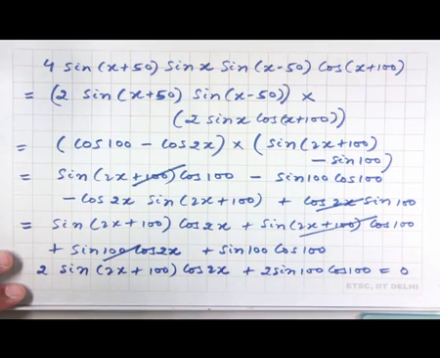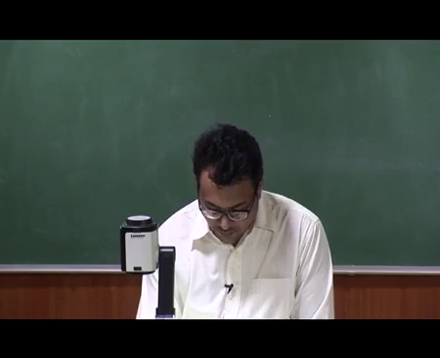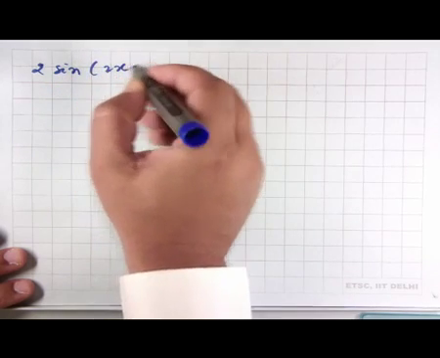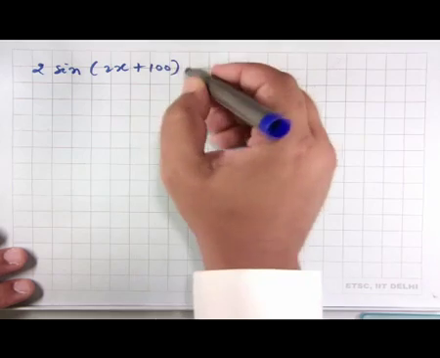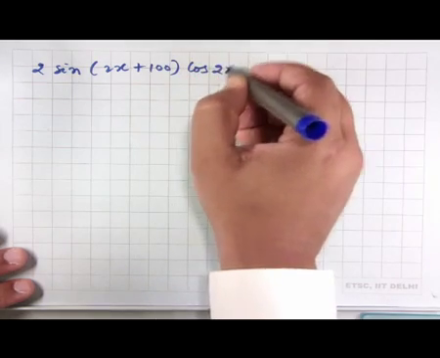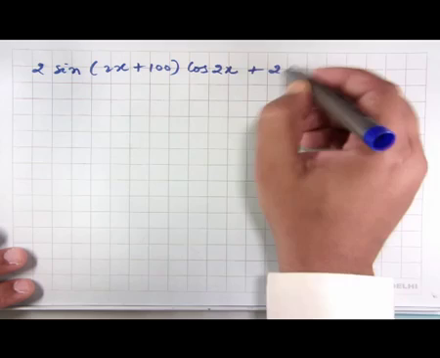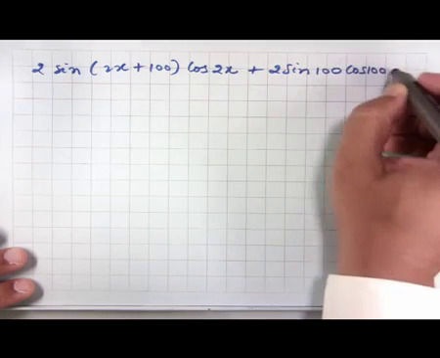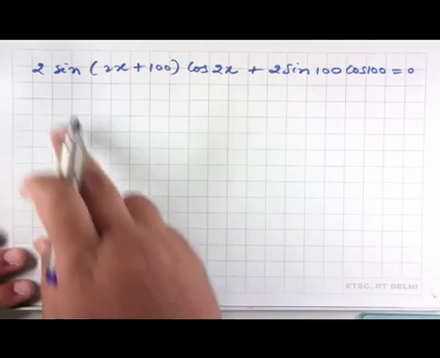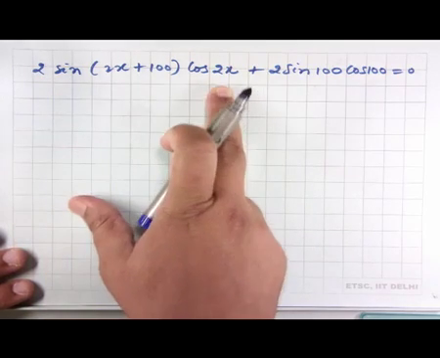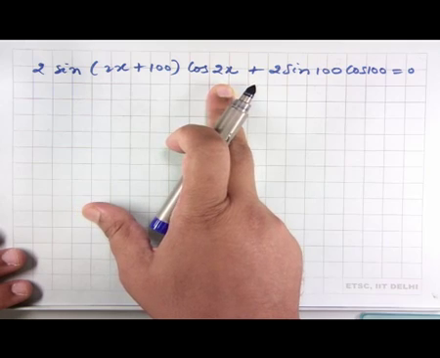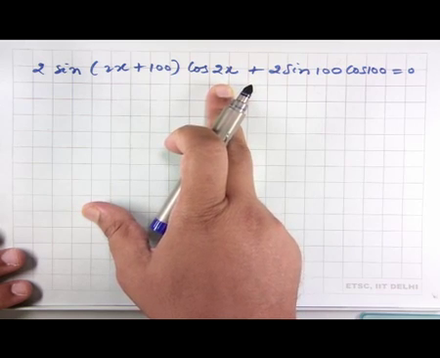0, which can be further simplified as, so from the previous slide we have 2 into sin of 2x plus 100 times cos of 2x plus 2 sin 100 cos 100 equals 0. Now, this is of the form 2 sin A cos B. So, we know that 2 sin A cos B is sin A plus B plus sin A minus B.